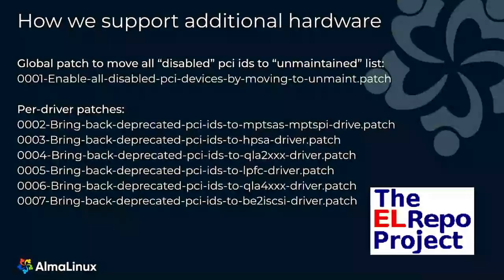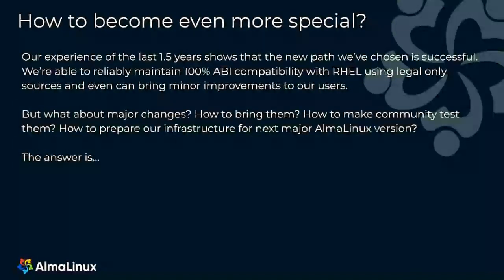So yeah, we support more hardware, and users love it. Even though we are special enough and still maintain compatibility with Red Hat, we are happy about this, and users are happy about this. But what do we need to do if we need to test more major changes and how to make the community test them? Generally speaking, how to make it even more special? We have an answer for that.